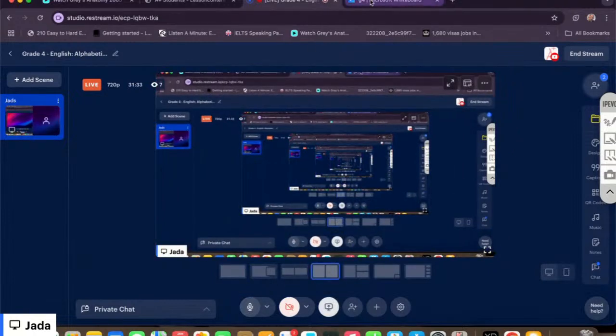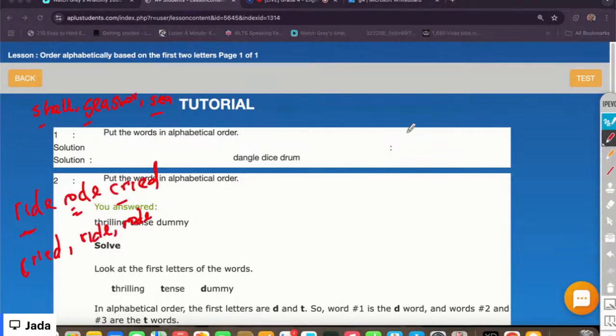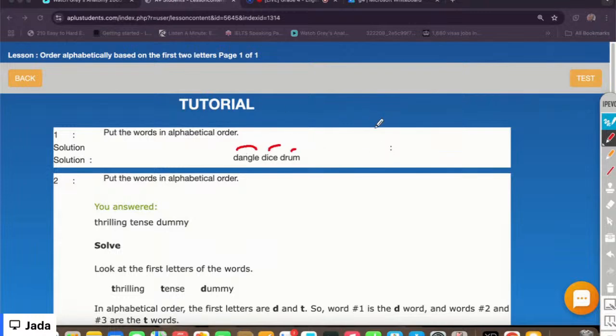Okay, so we'll move on to the next since you all have no questions. This one is the one that has first two letters the same. So you have to check the first two letters. For example, we have dangle, dice, and drum. So when we have dangle, dice, drum, of course, DA, that is the first, DI, and DR because R comes later.